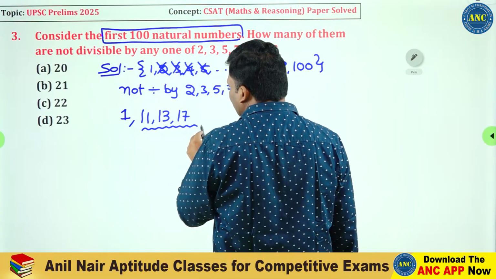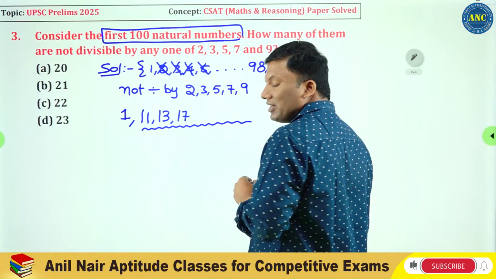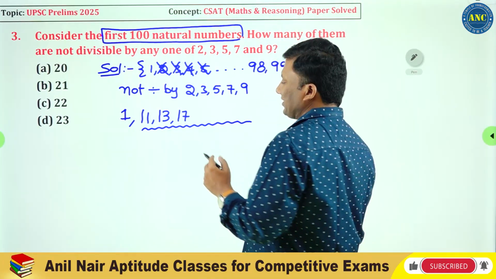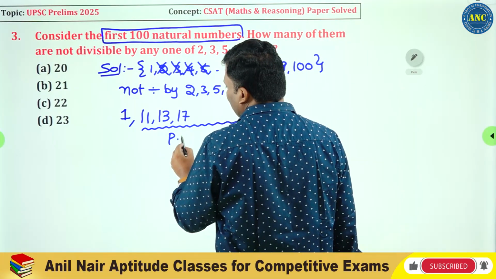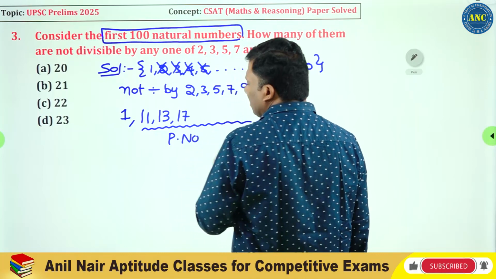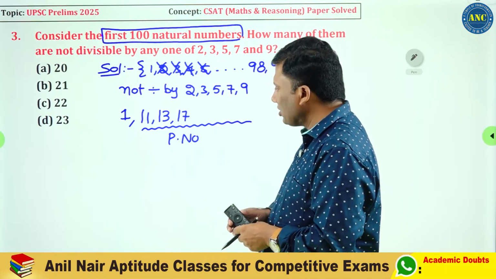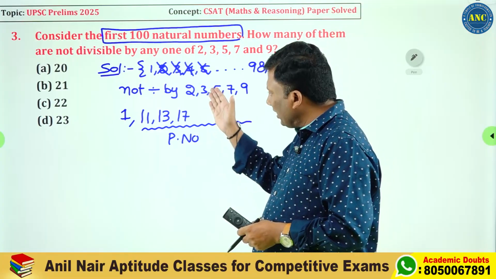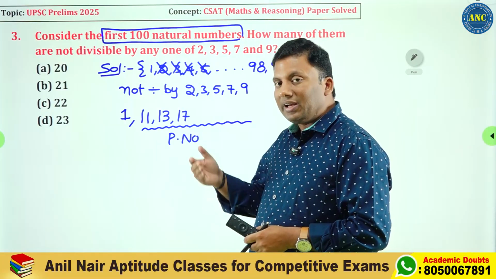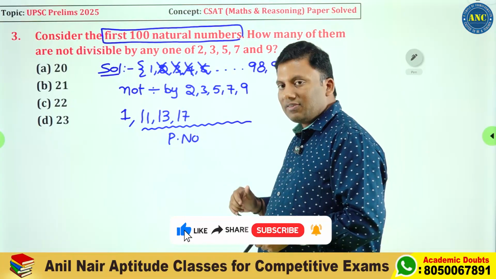Now if you see 11, 13, 17, what are all these numbers? These are all prime numbers. Take some composite number that comes into your mind. Sir, I am taking 21. It is divisible by 3. Sir, I am taking 25. It is divisible by 5.